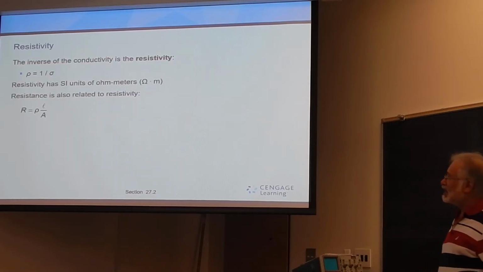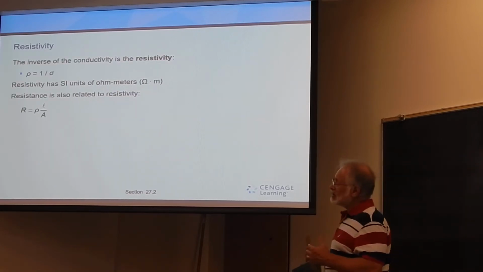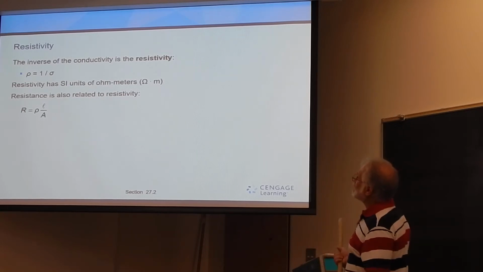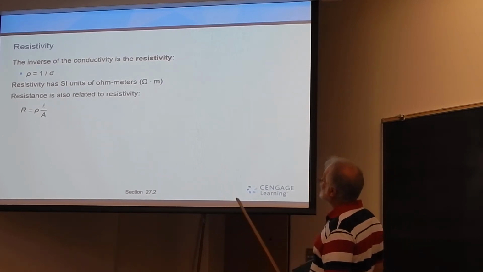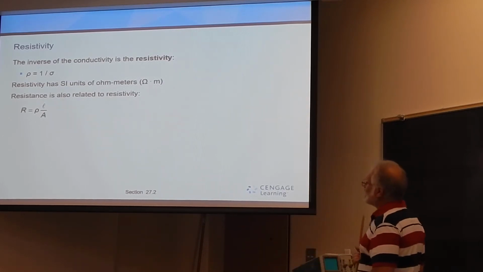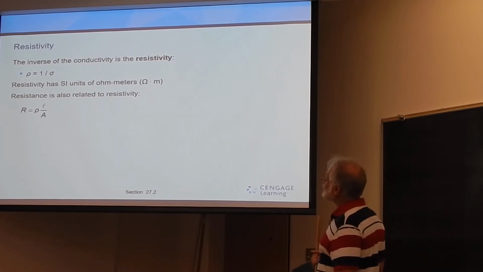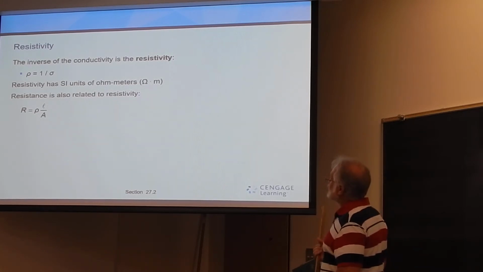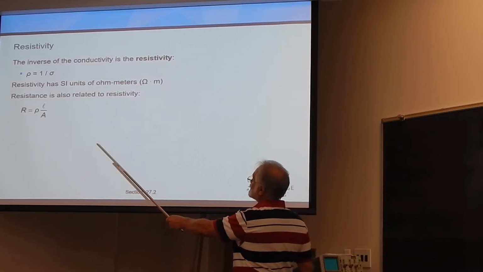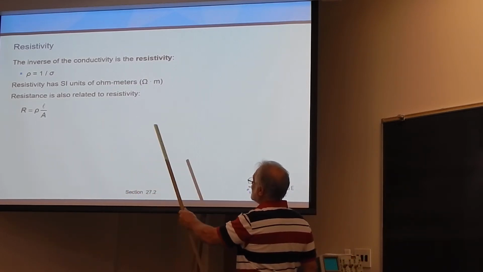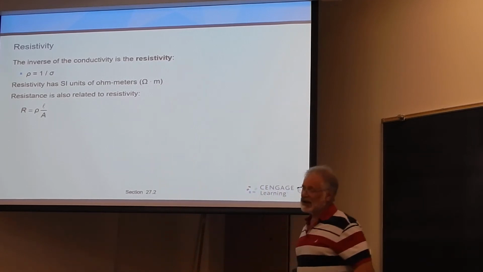Resistivity is a quantity that is aligned with resistance. Resistivity, first of all, is measured as 1 over the conductivity. So resistivity has SI units of ohm meters. Resistance and resistivity are related by the following expression: resistance is equal to the resistivity times the length divided by the area.